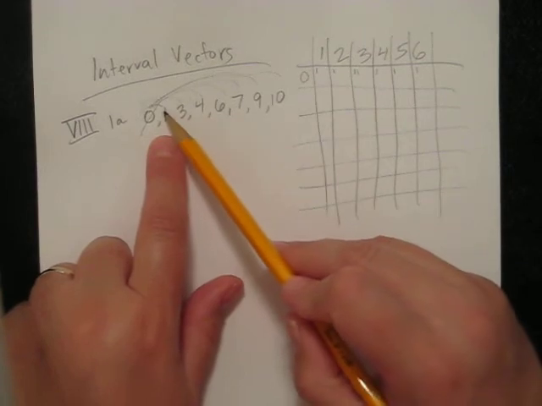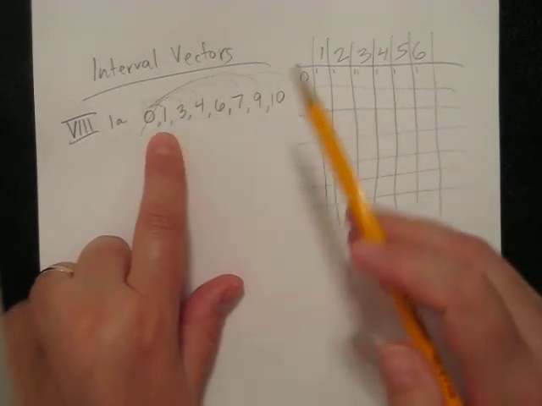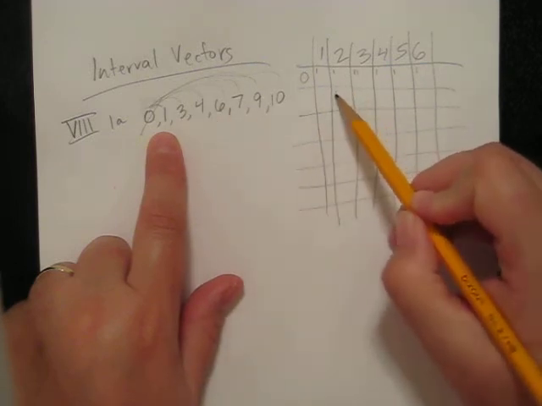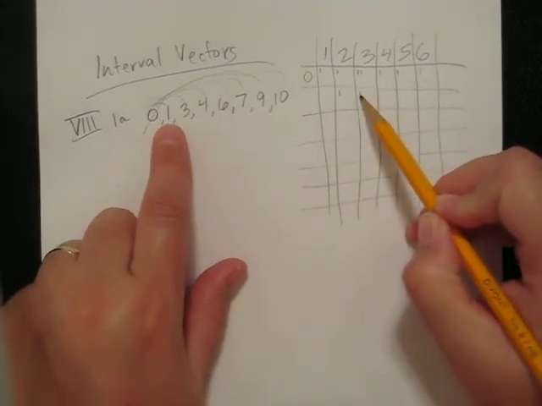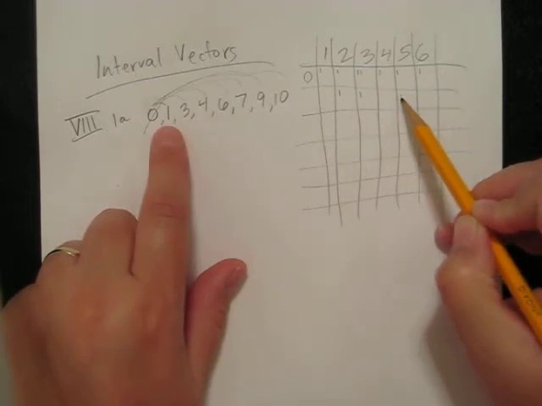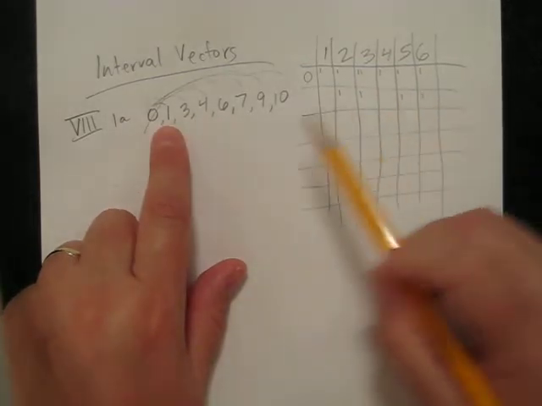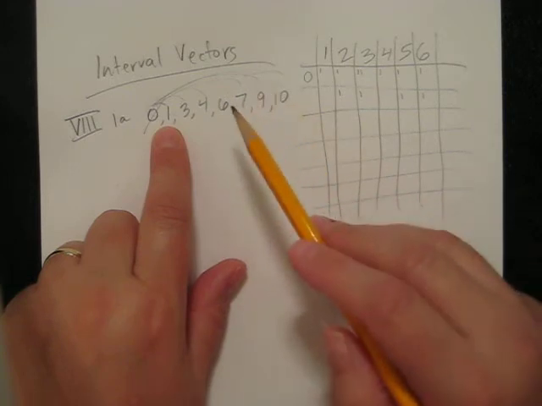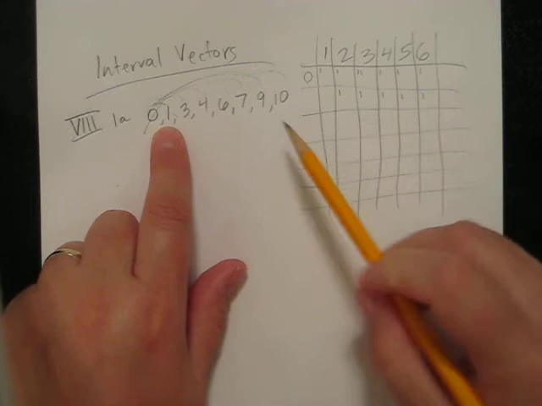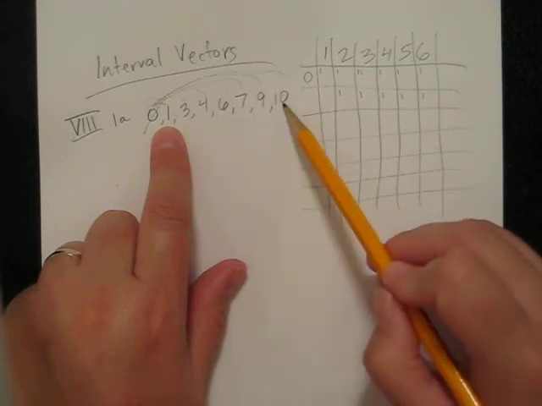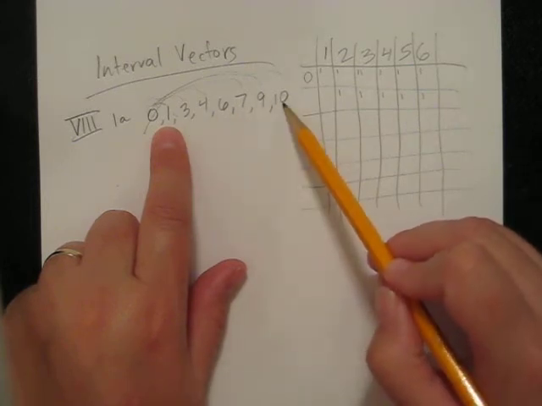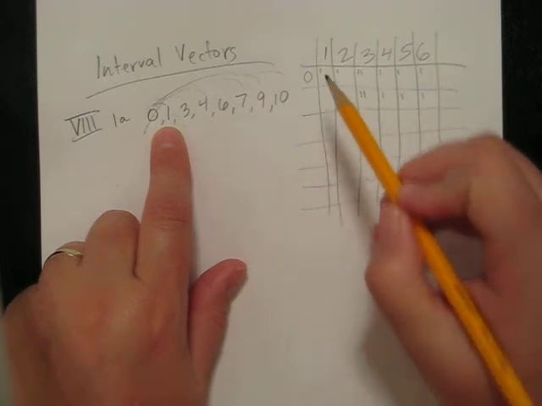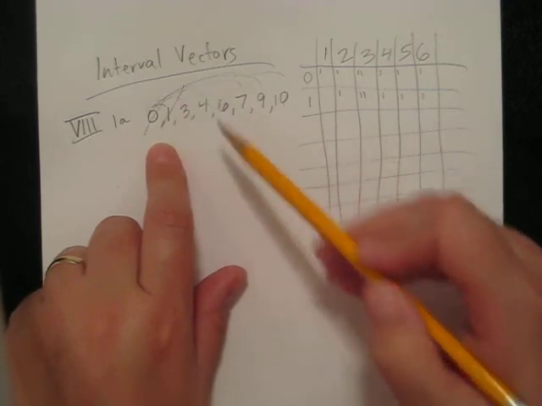Next, we're going to find out all the intervals between 1 and every other number. So 1 to 3 is a 2. 1 to 4 is a 3, 1 to 6 is a 5, 1 to 7 is a 6, 1 to 9 is an interval of 8, but an interval class of 4. 1 to 10 is an interval of 9, but an interval class of 3. Okay, and that was for 1. So we're done with 1.